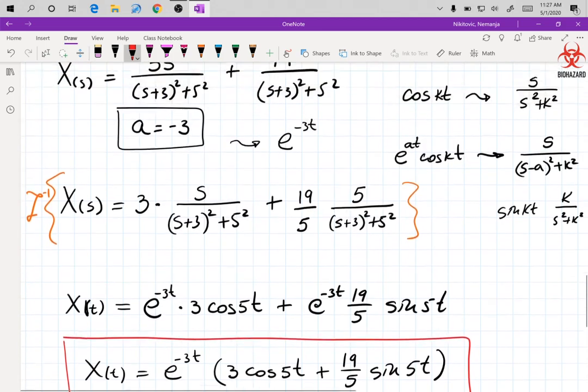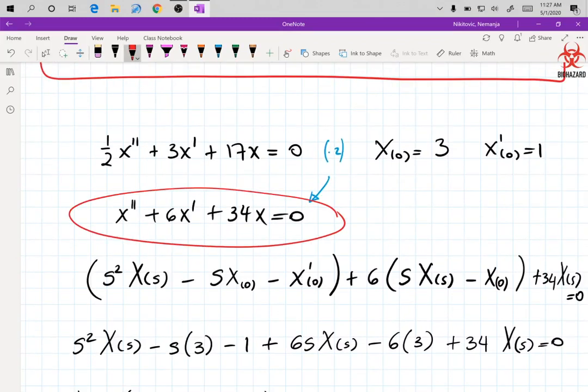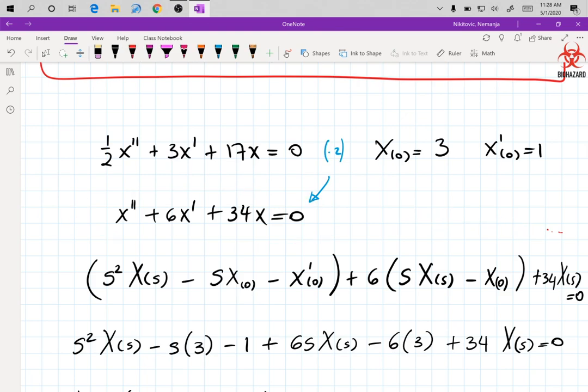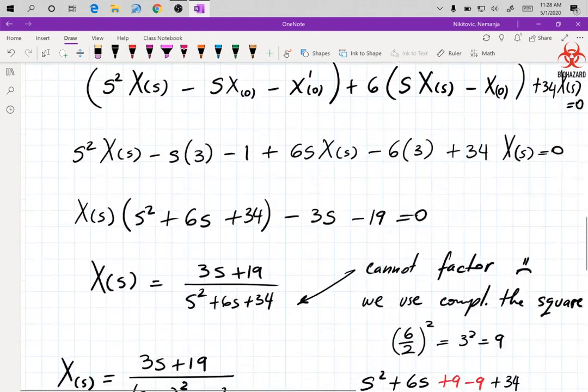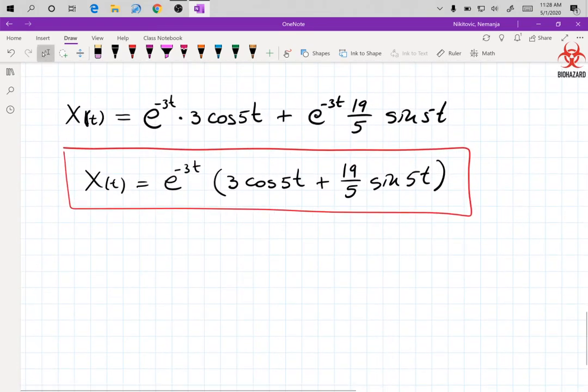Now, if you are to go back to the original problem and solve it using r squared plus 6r plus 34 equal to 0, you will get the same answer. You have to, right? It's just this one is done using Laplace. Again, we are using a sledgehammer on a problem that is, you know, a basic nail into the wall for the little picture frame.